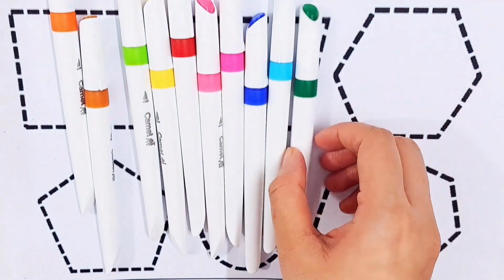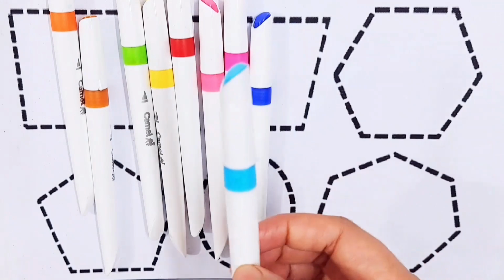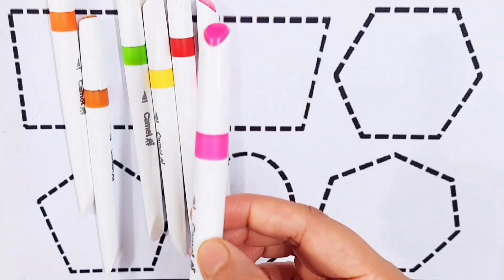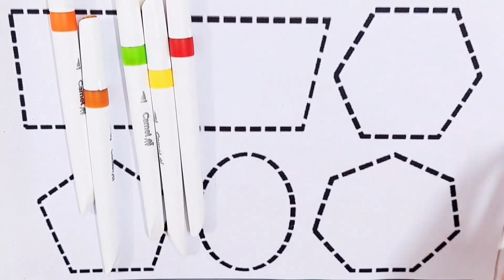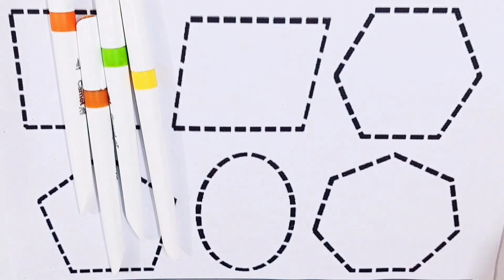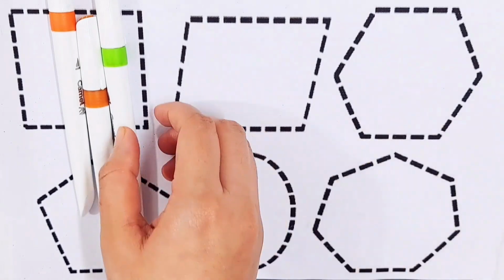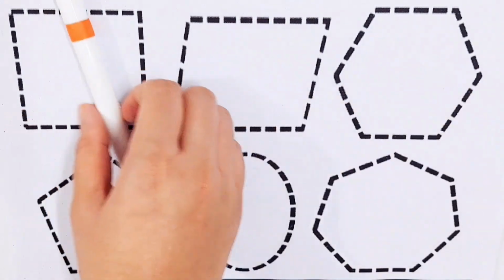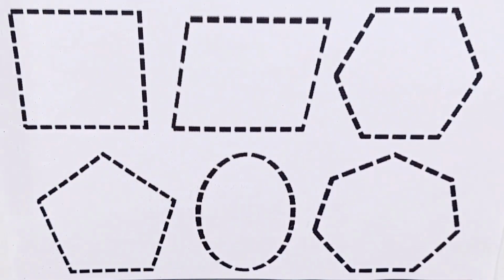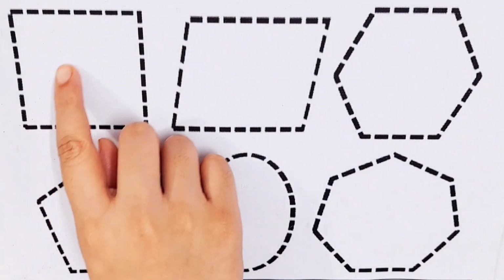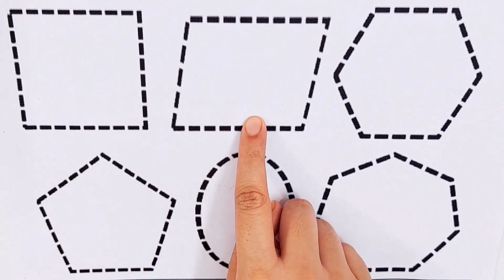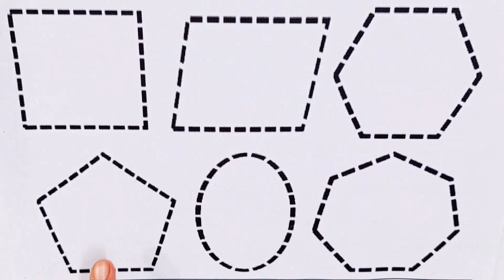Kids, let's learn some colors name. Violet color, dark green color, sky blue color, dark blue color, purple color, pink color, red color, yellow color, light green color, brown color, orange color. Let's try to draw some 2D shapes. Square, parallelogram, hexagon, pentagon, oval, heptagon.